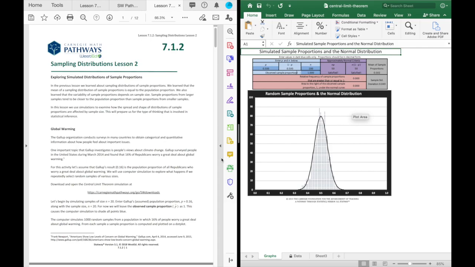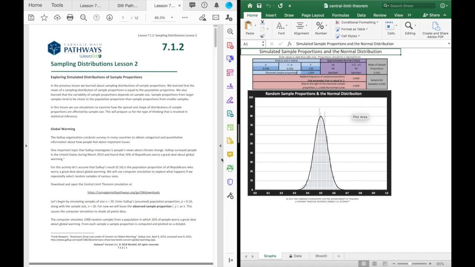In the previous lesson, we learned about sampling distributions of sample proportions. We learned that the mean of a sampling distribution of sample proportions is equal to the population proportion. What that means is when you take samples from a population, we expect that the average of all of the samples you take will be the real proportion. That makes sense, right? We did some demonstrations last time.